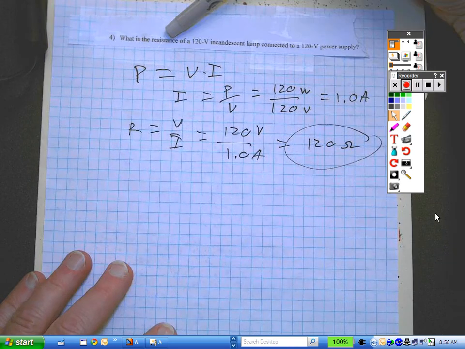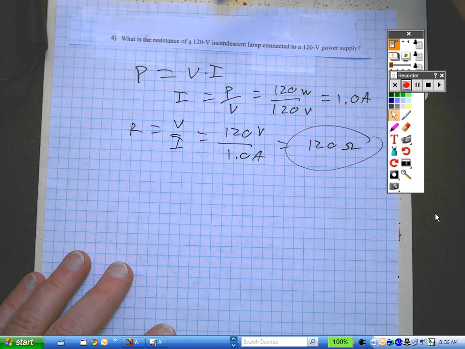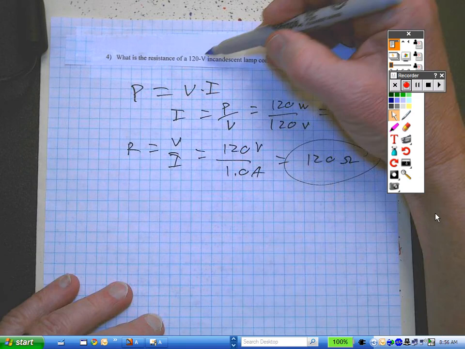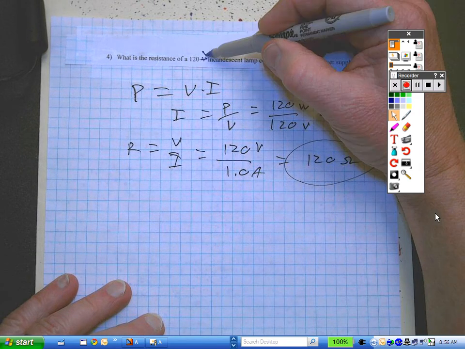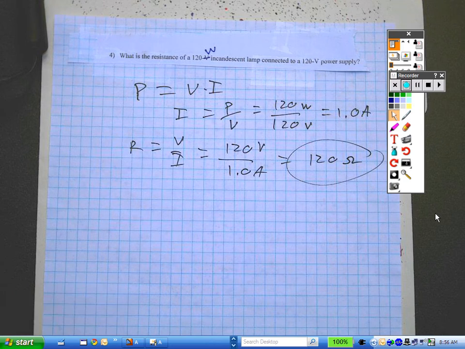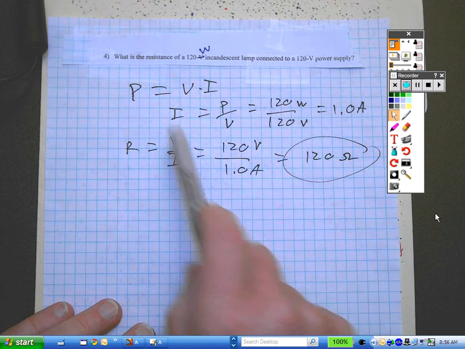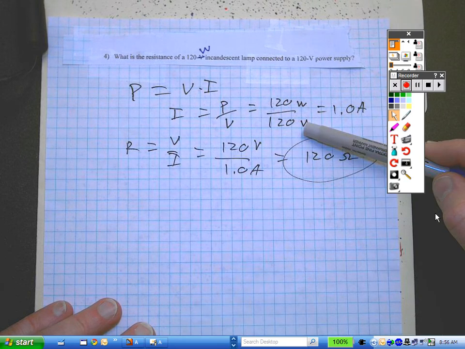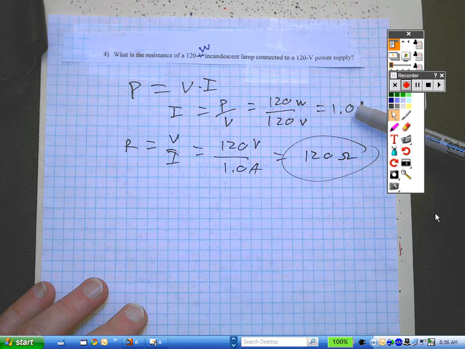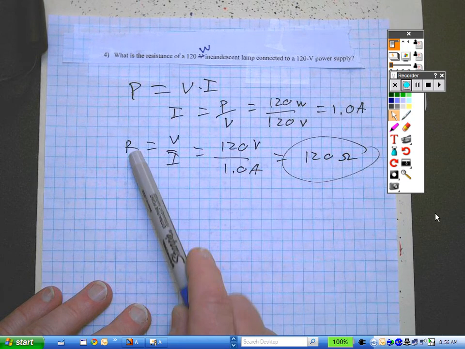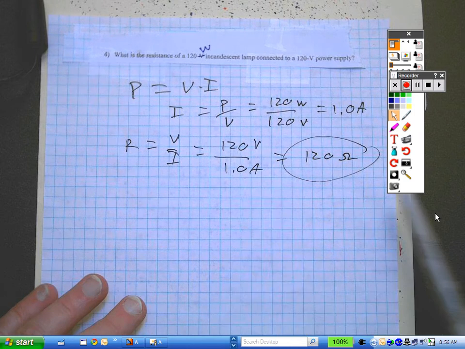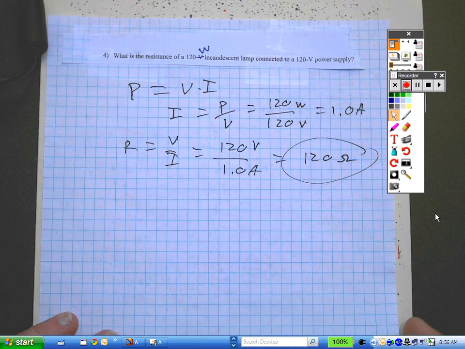We'd like the resistance of a lamp on 120 volts. And I apologize, the power supply is 120 volts, but there is a little bit of a typo. This should be 120 watts of power. So the power is V times I, but I equals power over V. 120 over 120 is 1 amp. So 1 amp will go through that lamp. So for the resistance, by Ohm's law, R equals V over I, 120 over 1. That's 120 ohms for the resistance.